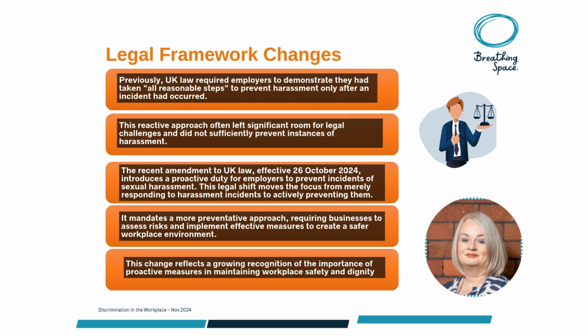The recent amendment to the UK law, which came into effect on the 26th of October 2024, introduces a proactive duty for employers to prevent incidents of sexual harassment. This legal shift moves the focus from merely responding to harassment incidents to actively preventing them. It mandates a more proactive approach, requiring businesses to assess risks and implement effective measures to create a safer working environment. This change reflects a growing recognition of the importance of proactive measures in maintaining workplace safety and dignity.